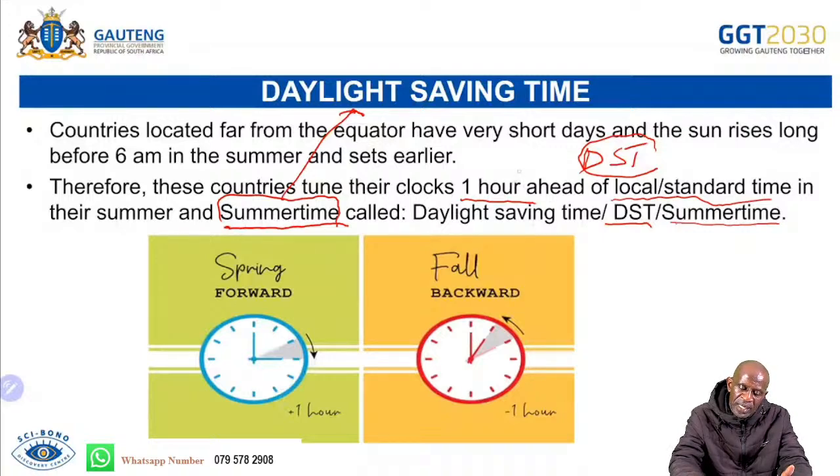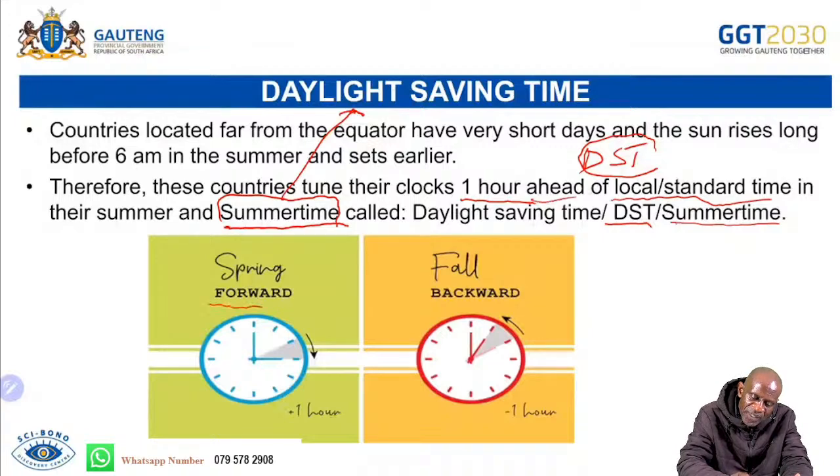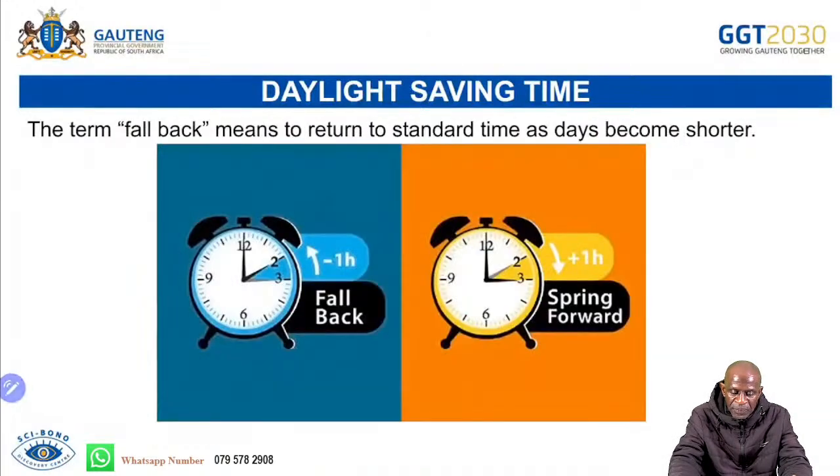So it's the way in which countries involved would adjust 1 hour ahead of their standard time, as it is indicated here, like in spring. So this time has been adjusted forward by 1 hour, and come winter or autumn, then the 1 hour is adjusted backwards. So this backward adjustment is referred to as a fallback.